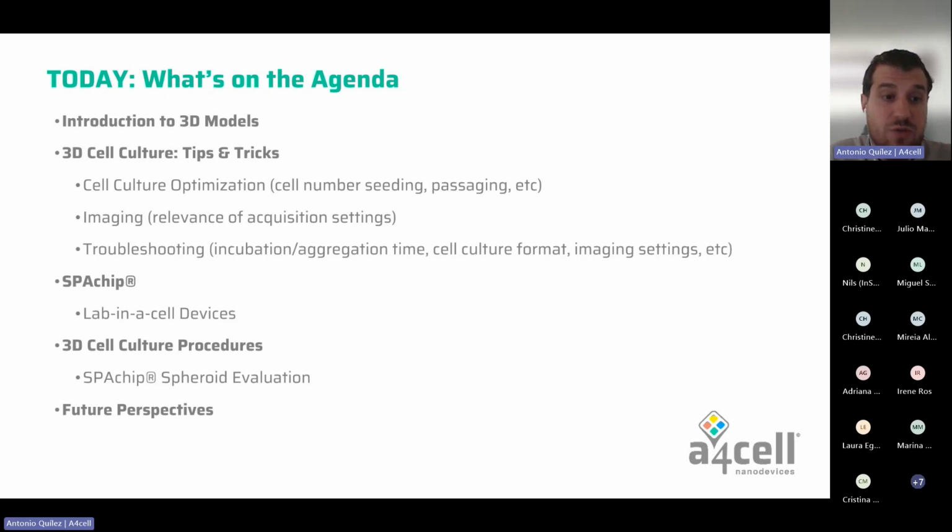Then I'll briefly introduce the SpheroCHECK technology for those of you who don't know what we do at A4Cell. And then I'll review some 3D cell culture procedures with our SpheroCHECK kits and some evaluation that we did in some spheroid models. And to finish, I will talk about future perspectives and some other things we are working on. And I hope you enjoy.